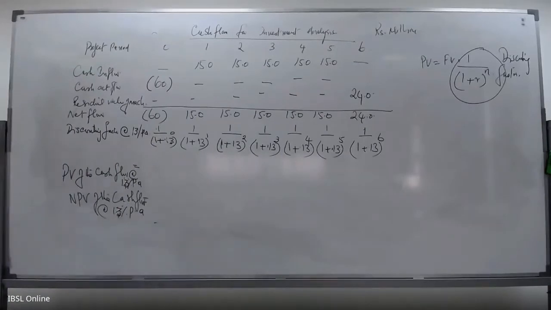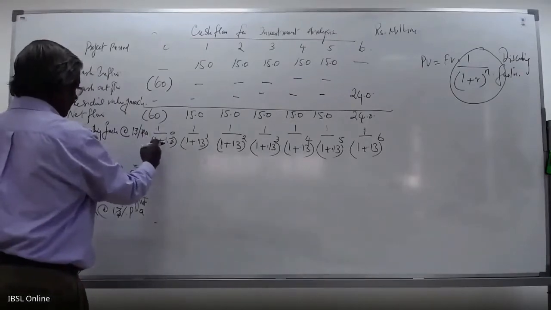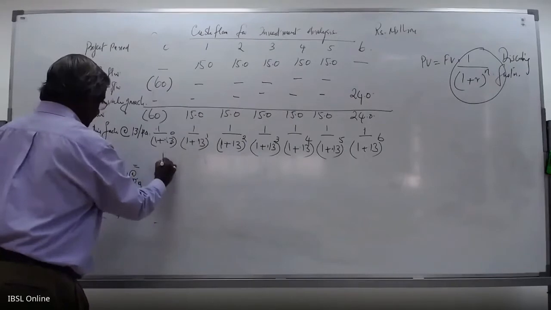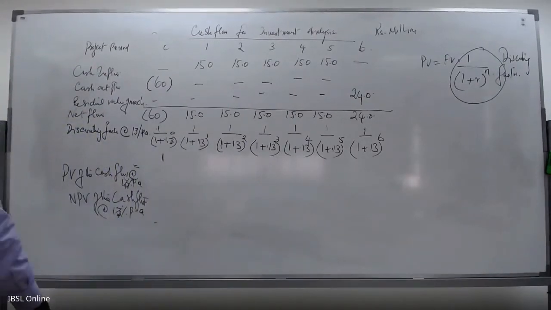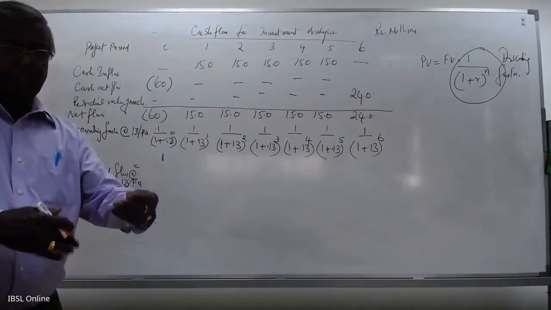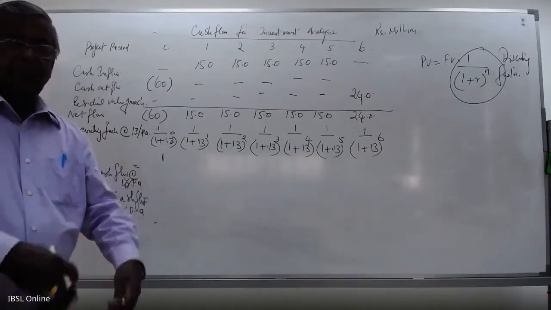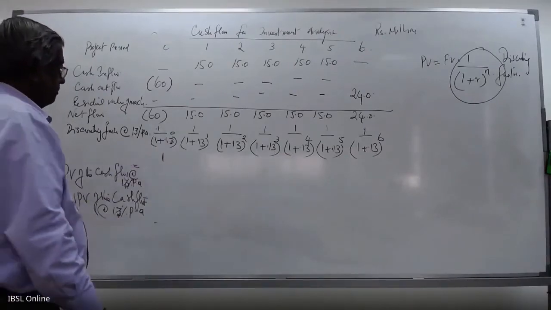So now the discounting factor at 13%. Here 1 divided by 1 plus 0.13 to the power 0 is 1. Actually in year 0, the discounting factor is the same, since year 0 means now, so the present value is the same. So it is 1 for this. Now the next one.